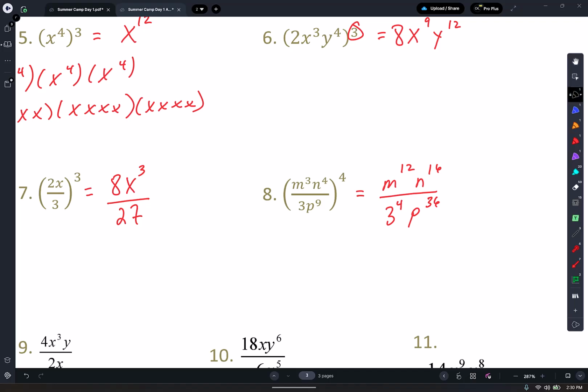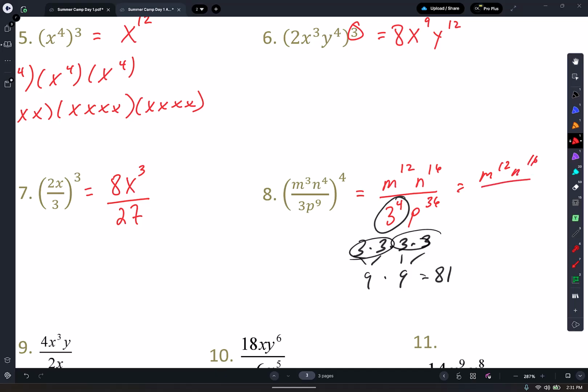All right, real quick, 3 to the 4th. Remember what that means? 3 times 3 times 3 times 3. It doesn't matter how you do it. Do you know what 3 times 3 is? Oh, look, I got 2 of those. 3 times 3 is 9, and 3 times 3 is 9. What's 9 times 9? 81. So n to the 12, n to the 16th over 81 p to the 36. That's my final answer, if they were to ask simplified.